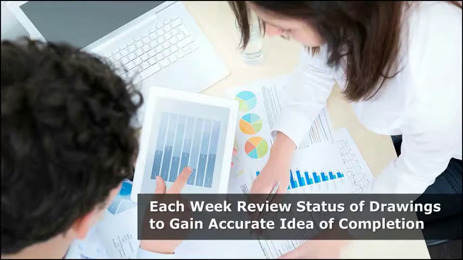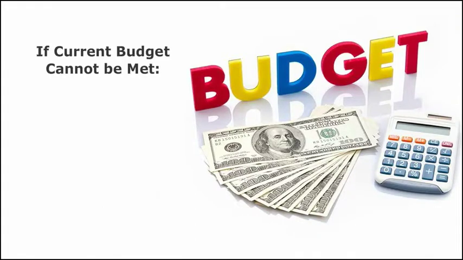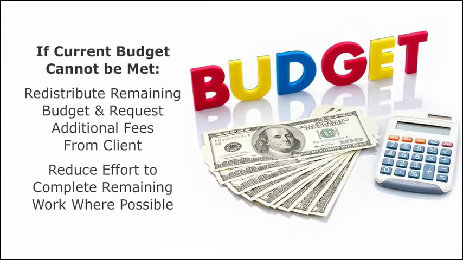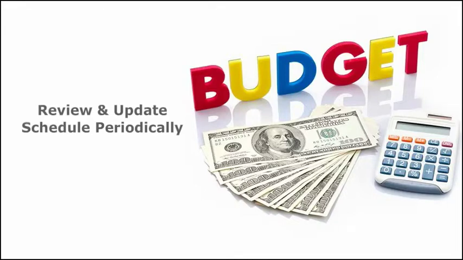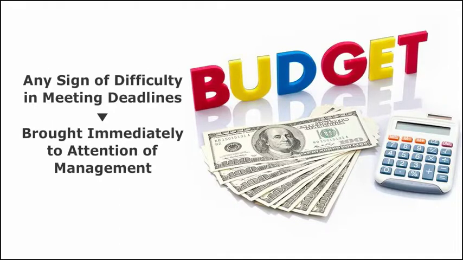18. If it becomes obvious that the current budget cannot be met, redistribute the remaining budget if possible, request additional fees from the client, or reduce effort to complete the remaining work where possible. If all efforts to develop a method to meet the budget are unsuccessful, inform management of the potential problems. 19. Review and update the schedule periodically, and any sign of difficulty in meeting project deadlines should be brought immediately to the attention of management.